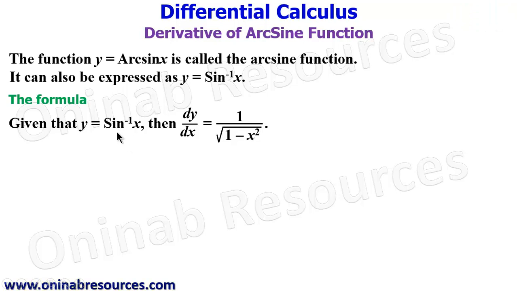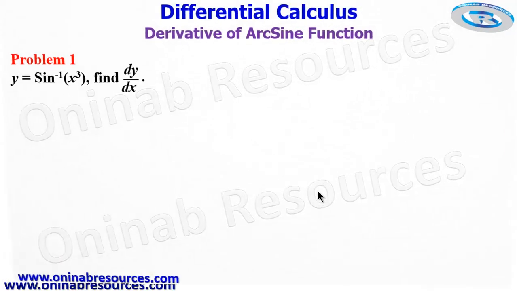Given that y equals sine inverse of x, then dy/dx is equal to 1 over the square root of 1 minus x squared. This is what we are going to be using to solve some problems on the derivative of the arcsine function. So we start with problem 1.